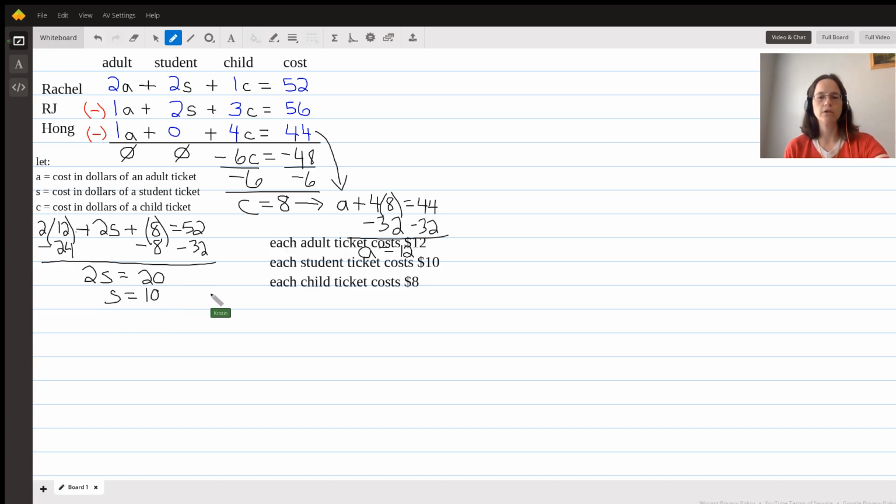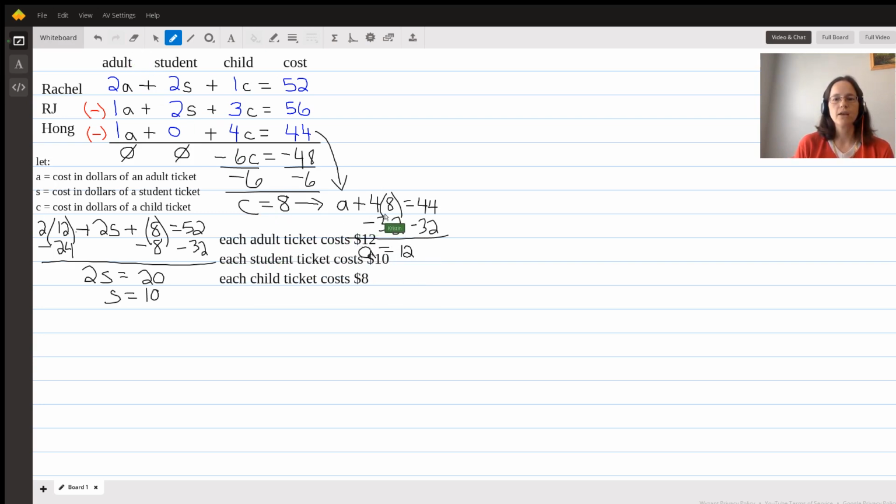And don't forget to put all your information together for an answer, right? We figured out the price of each adult ticket, each student ticket, and each child ticket. And that is our final answer.